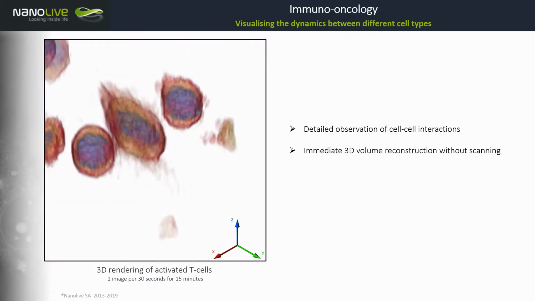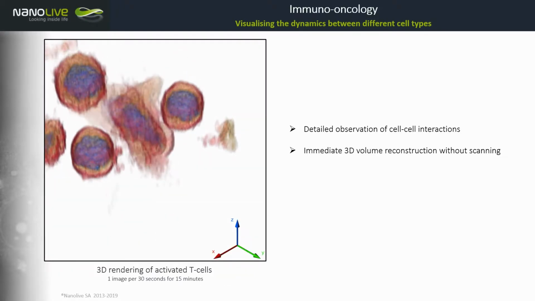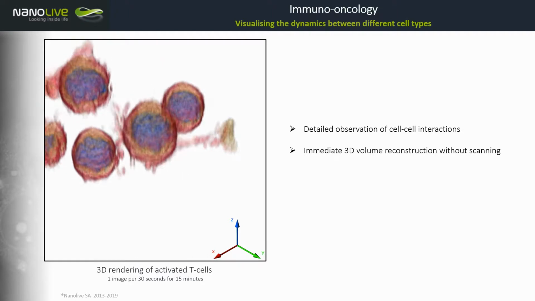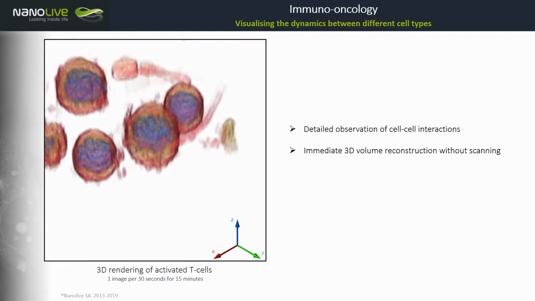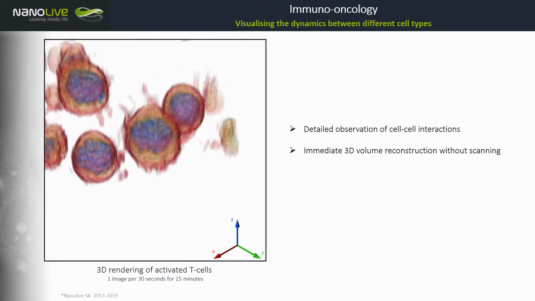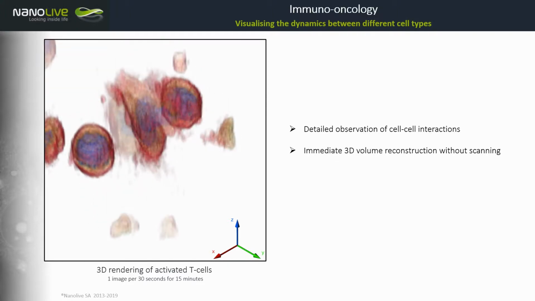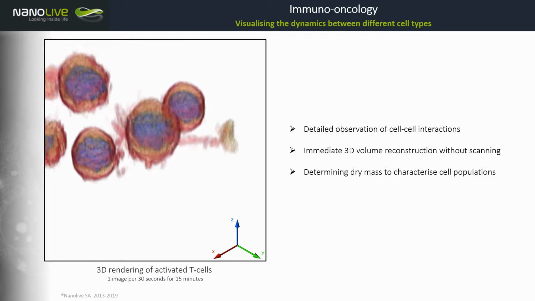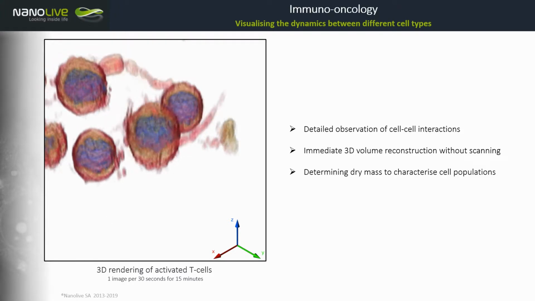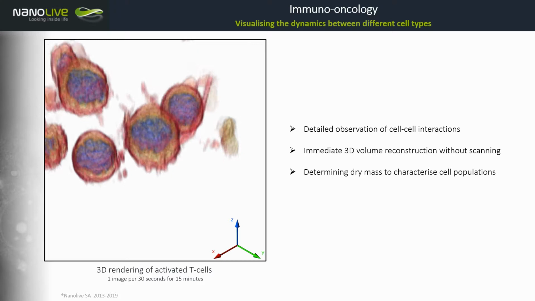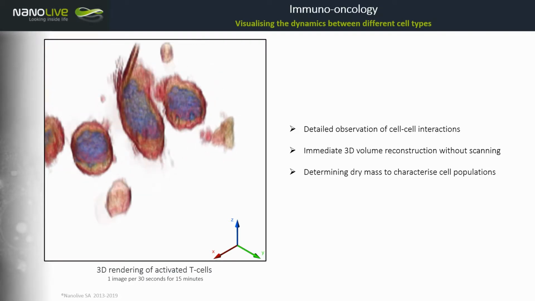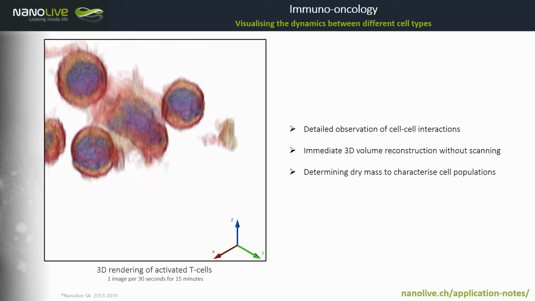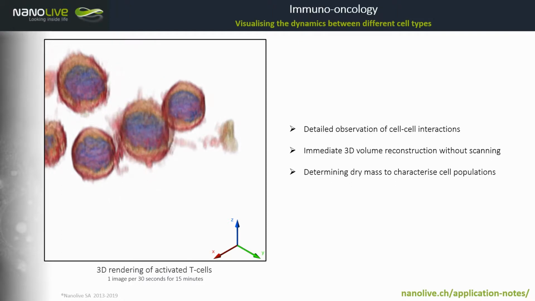By using Nanolive's digital staining, you can get an immediate 3D volume reconstruction of cells without having to scan through the sample. Here is an example with T cells. From this quantitative information, you can then determine the dry mass, which then allows a characterization of different T cell populations. Please visit our website to read the application note concerning this.